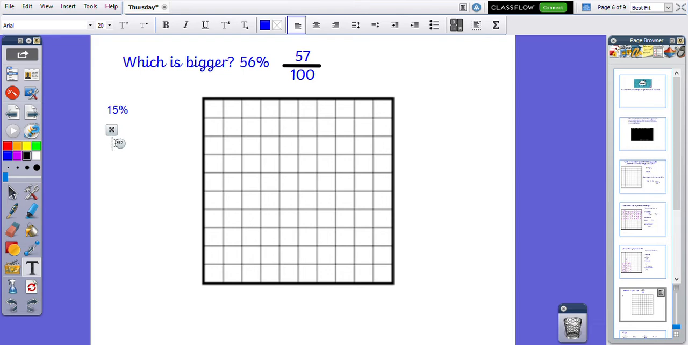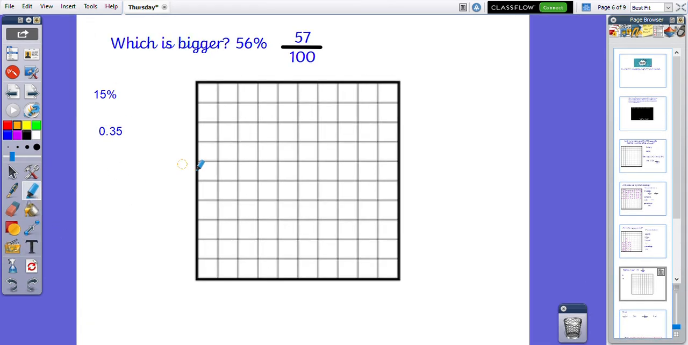In fact, we'll have 0.35. Okay, so first we're going to fill in 15%. So I've got 10 there, sorry, and then I've got 1, 2, 3, 4, 5. So that's my 15%.